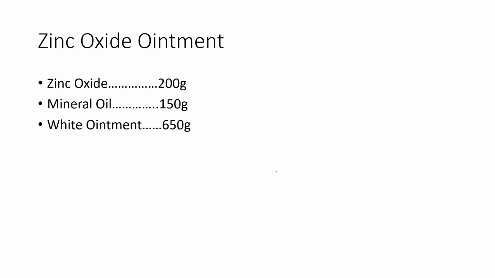This is the recipe for zinc oxide ointment. What you need to look at in this recipe is that there is nothing on the last line. The last line is white ointment. So this recipe means that to make zinc oxide ointment, you need to combine 200 grams of zinc oxide, 150 grams of mineral oil, and 650 grams of white ointment. This is a grand total of 1000 grams.